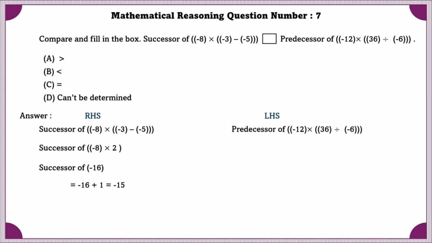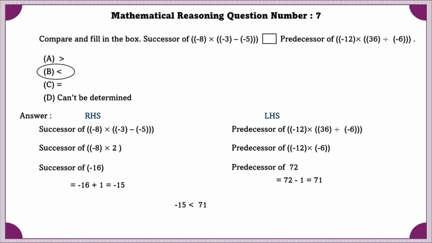Now, the left hand side. Similarly, solving the brackets first. Then, after solving the brackets, we'll get minus 12 into minus 6, which is equal to 72. Now, the predecessor of 72 is 71. Minus 15 is less than 71. So, the correct option is the B option.